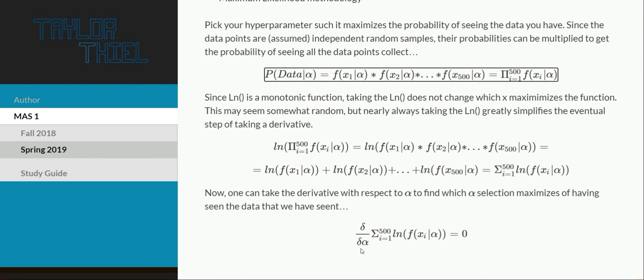You could take the second derivative to make sure that it's a maximum and not a minimum, but as with most questions for MAS1, normally just taking the first derivative is sufficient. I don't think I've seen a problem yet where they try to trip you up and it's actually a local minimum.